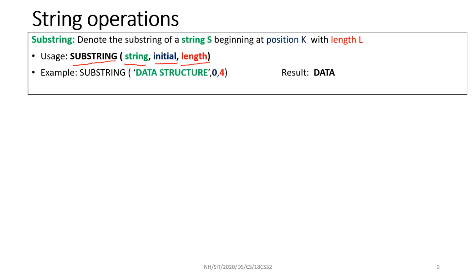We'll take an example. Suppose I want 4 characters starting from 0th place. This is my 0th place. 4 characters I want: 1, 2, 3, 4. 4 characters are extracted starting from place 0. That is the resultant. We call this a substring because it is extracted from the main string. That operation is substring. Substring requires the main string, the position, and the number of characters to be extracted.